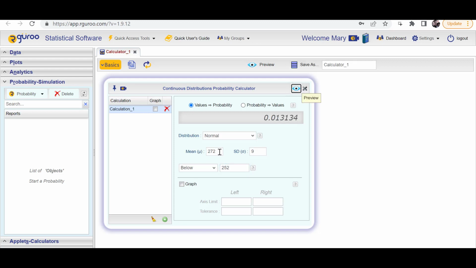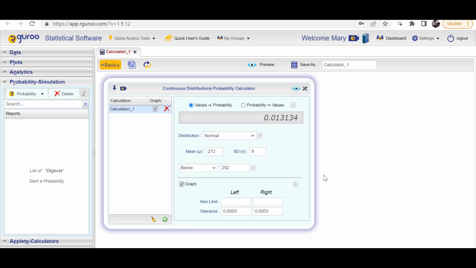Now, if I don't hit graph, I just want to show you, if I hit the preview, you'll see I get 0.013134. And so when you look at it this way, it usually goes out pretty far. So this helps you when you're doing homework or whatever, and it says round to, let's say, the 4th or 5th decimal place. You can definitely see that here. Let's see what it looks like when you graph it.